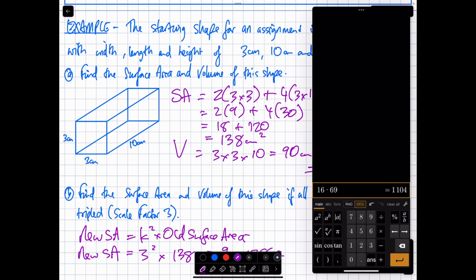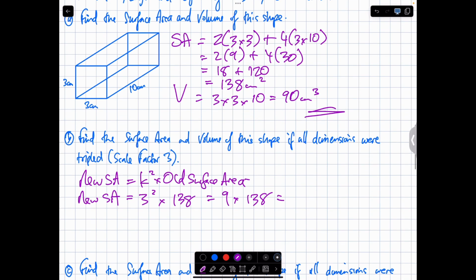1242 square centimeters would be the new surface area.